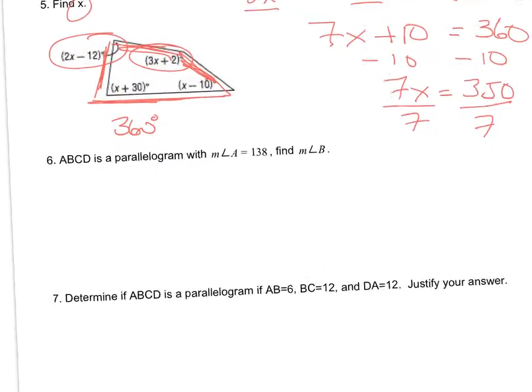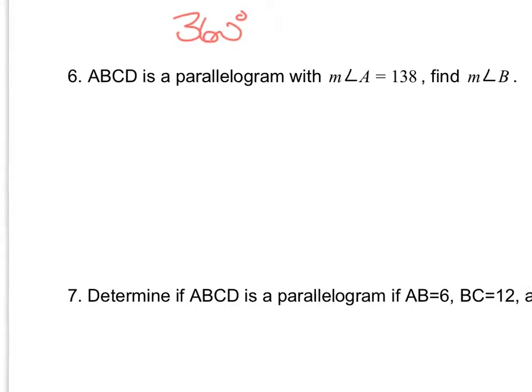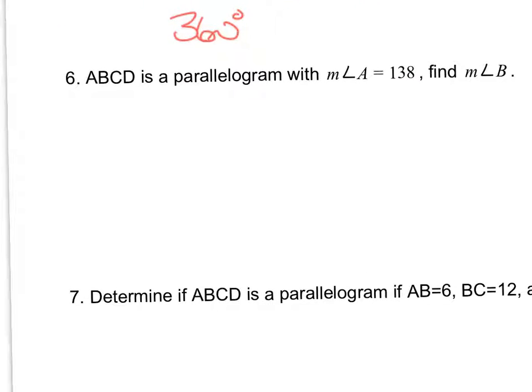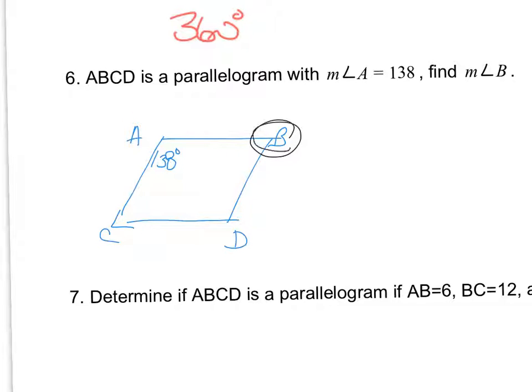Okay, let's look at problem 6. Problem 6 talks about a parallelogram, ABCD. It doesn't really give us a picture, so I'm going to draw a picture. So A, B, C, D. It says the measure of angle A is 138 degrees, and it wants us to find the measure of angle B, which is this guy here.